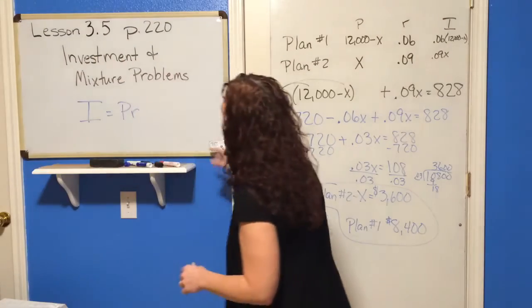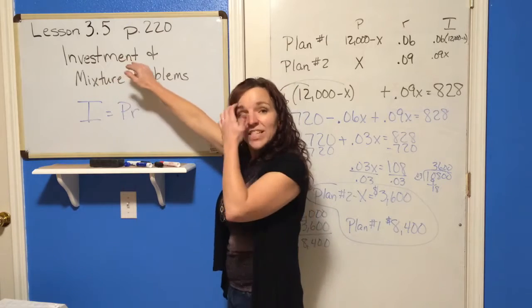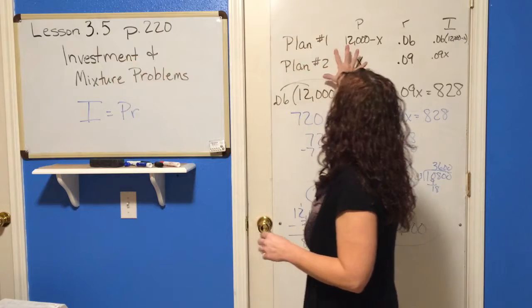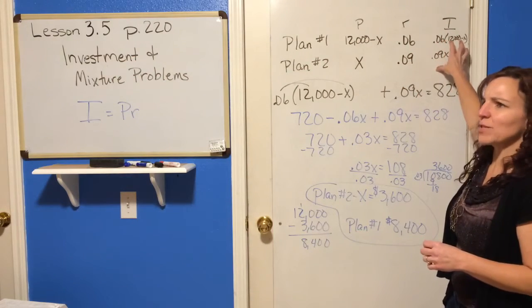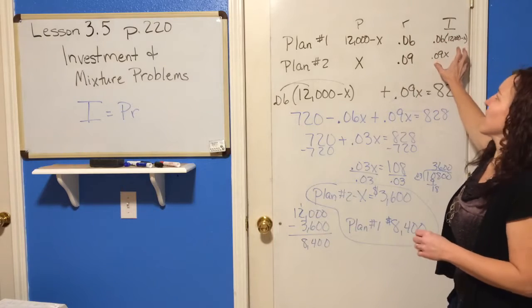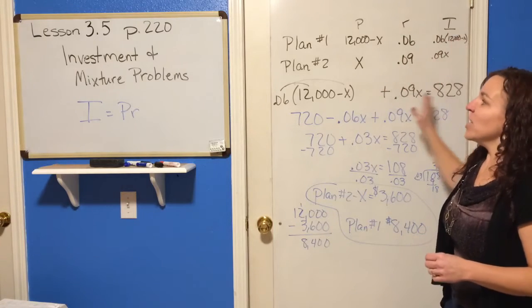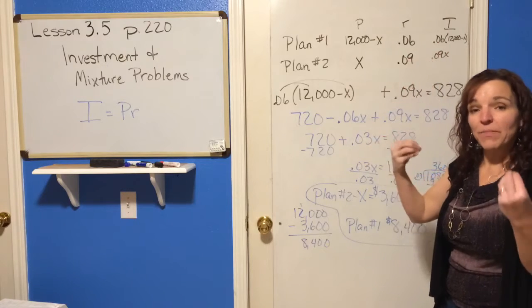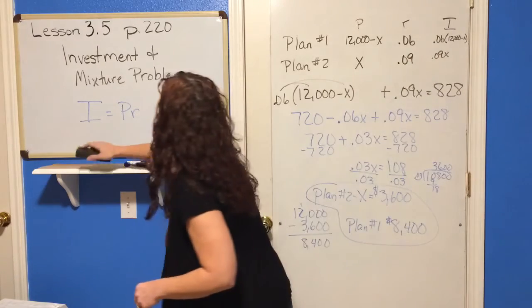Because we said we were going to do investment problems and mixture problems. So investment problems are simply interest equals principal times rate. So set yourself up a chart to show principal times rate equals the interest. And then you can determine, am I going to add those, or is something going to be equal? You can set up your equation that way.